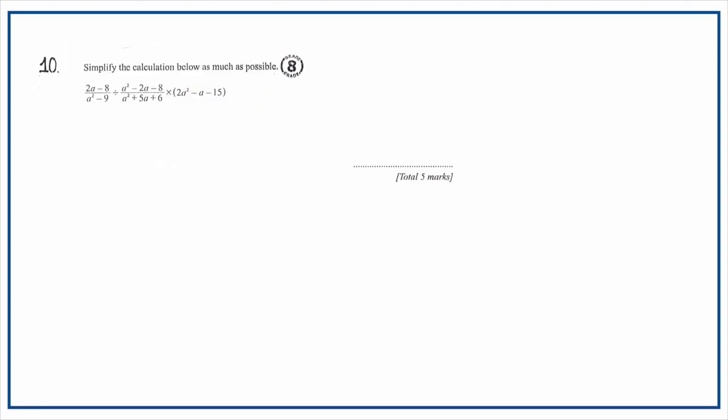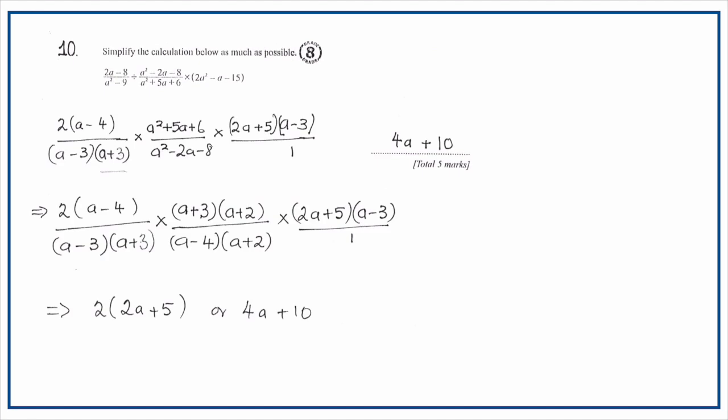Question 10. Simplify the calculation below as much as possible. 2a minus 8 divided by a squared minus 9, divided by a squared minus 2a minus 8 divided by a squared plus 5a plus 6, times open bracket 2a squared minus a minus 15 close bracket. So the numerator factorizes as 2 outside the bracket, open bracket, 2 into 2a is a, and 2 into 8 is 4, close bracket.